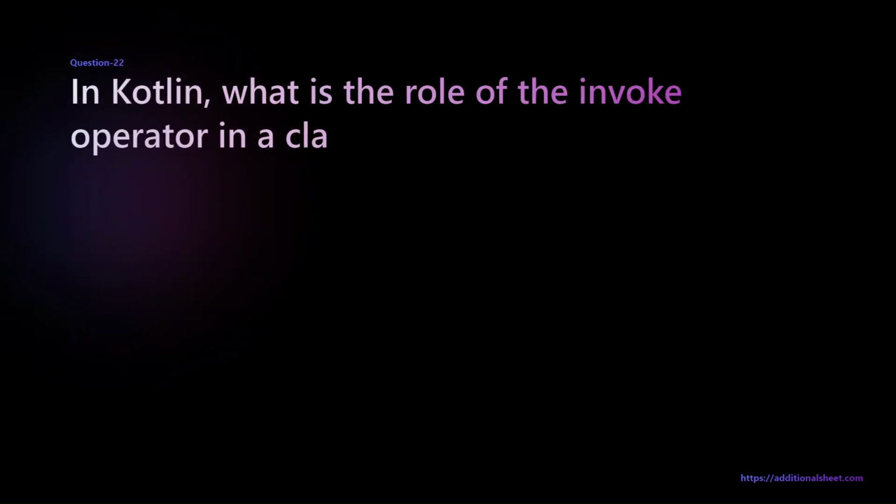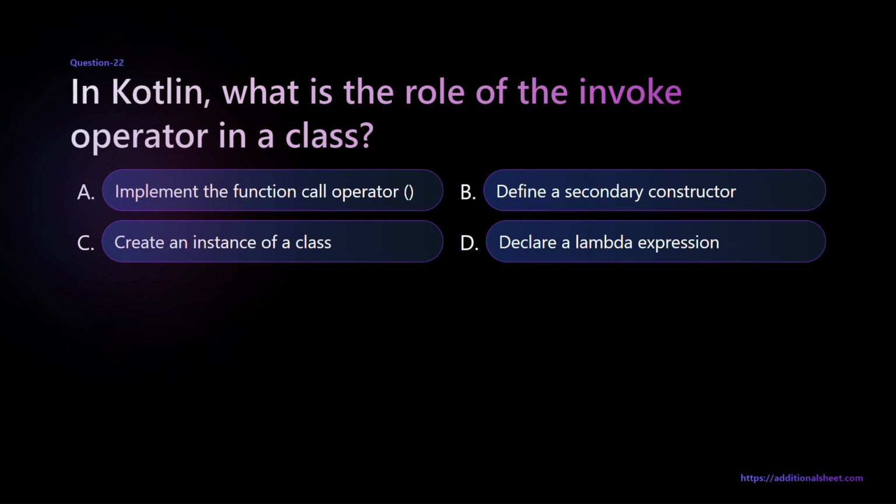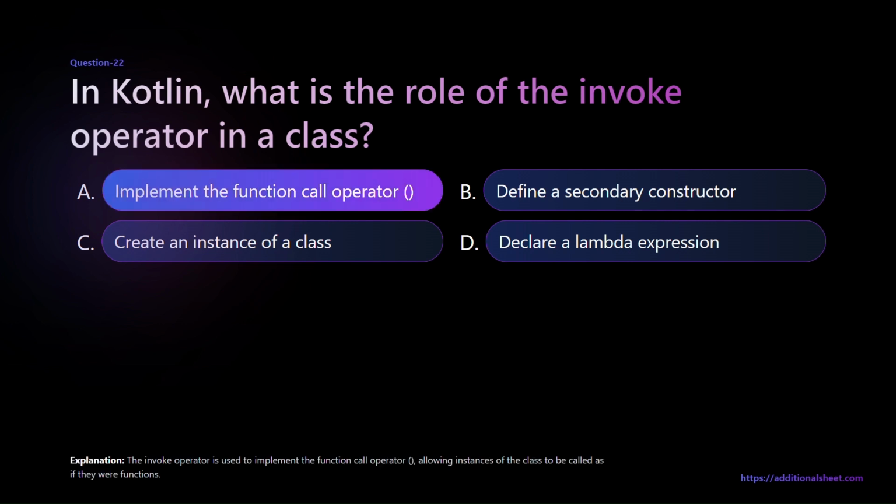In Kotlin, what is the role of the invoke operator in a class? Option A, implement the function call operator. Option B, define a secondary constructor. Option C, create an instance of a class. Option D, declare a lambda expression. The correct answer is option A, implement the function call operator.